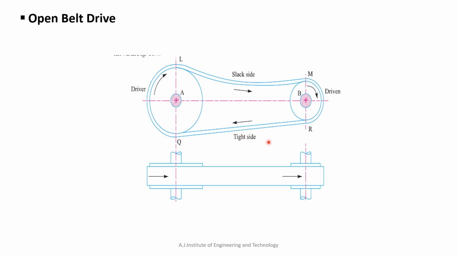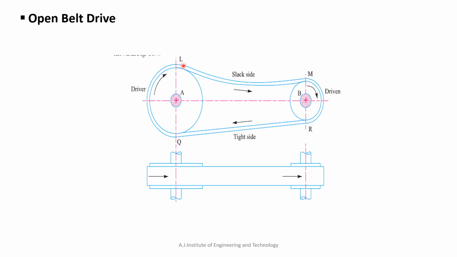So why is it given the name tight side? Because the power transmission takes place from this shaft to this shaft. Here pulling action takes place in the belt, so while pulling, it becomes a tight portion.